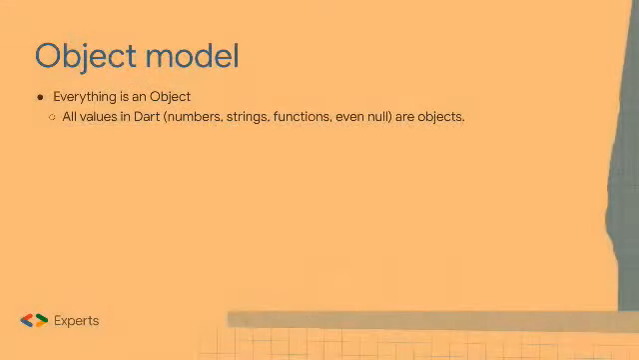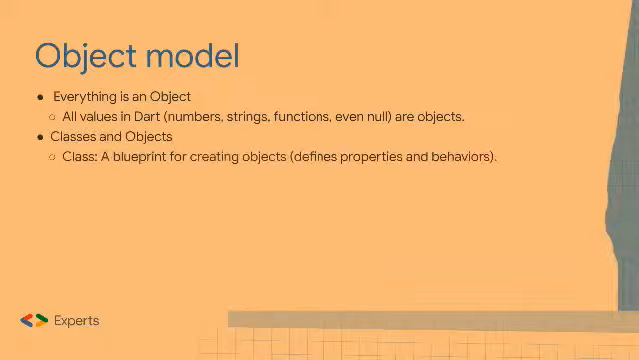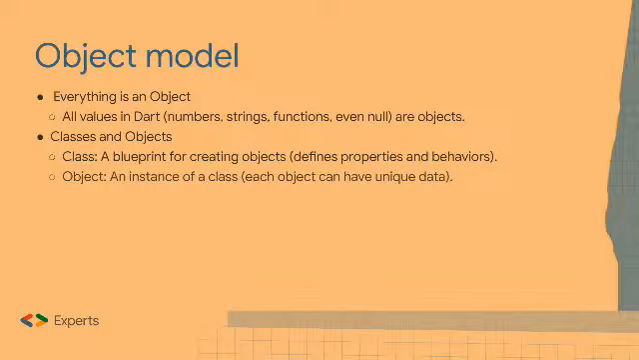So Dart is responsible for the logic, right? So you have to deal with the objects, creating your variables, creating your classes, your data models, and all that. All those things are objects. So all values, like I just said, your numbers, your strings, your functions, even null, everything is an object in Dart. And your classes also are objects. A class is a blueprint for creating an object, and an object is an instance of a class.